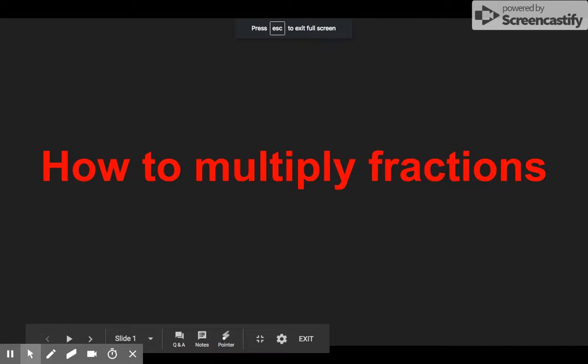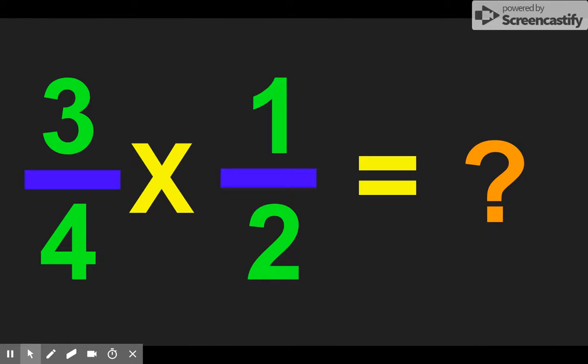Hi, let's look at how we multiply fractions. To start, let's look at a problem. 3/4 times 1/2, or 1 over 2.